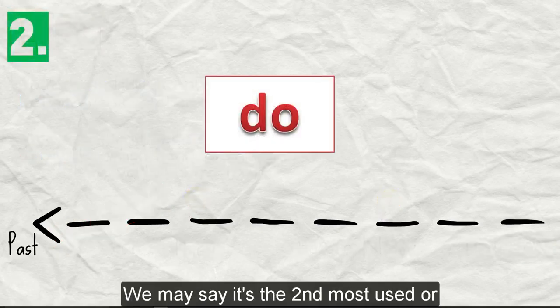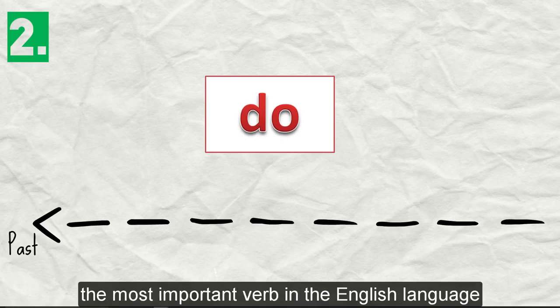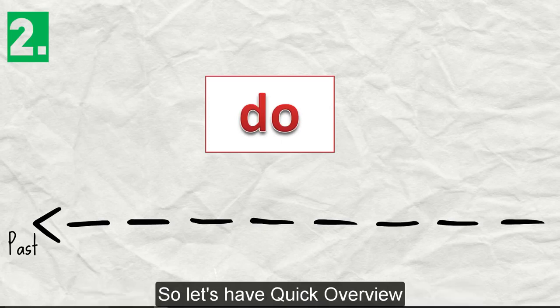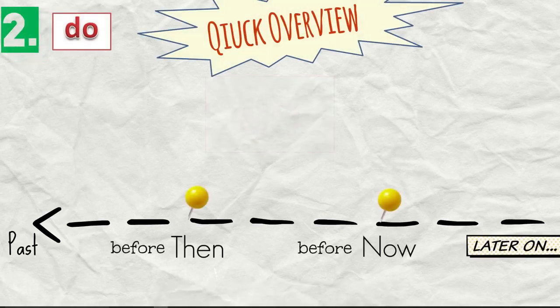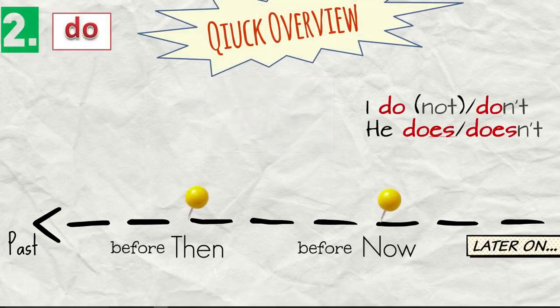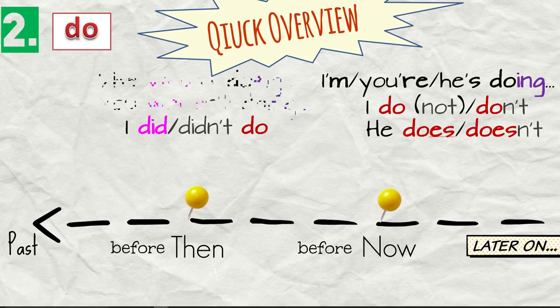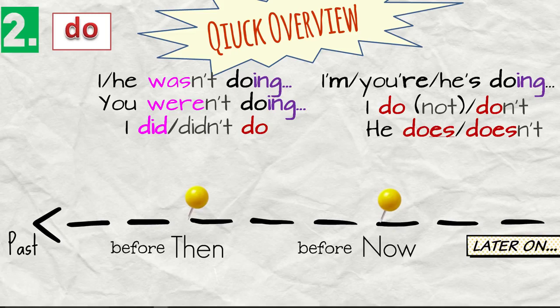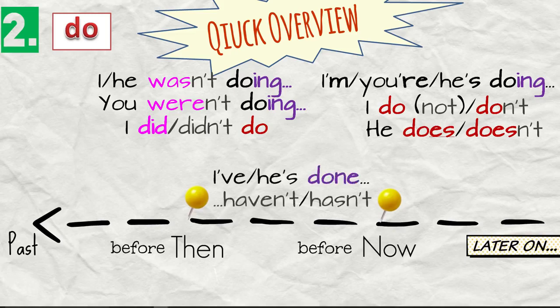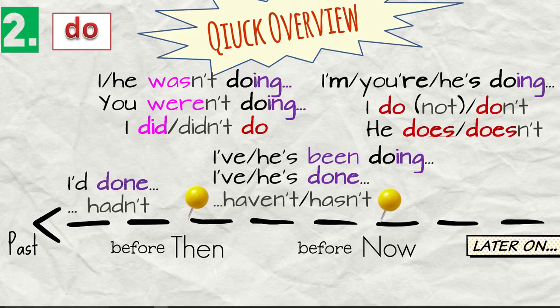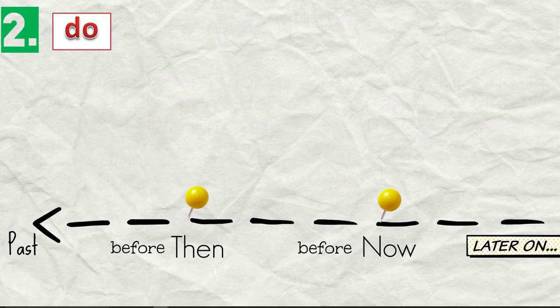We may say it's the second most used or the most important verb in the English language. So let's have a quick overview. So for example, we'll say I do or I don't, he does, he doesn't, I'm doing, you're doing, he's doing, I did or didn't do, I was doing or you were doing, or the negative, I wasn't, you weren't doing. I've done, he's done. I've been doing, he's been doing. I'd done, or I hadn't done. I'd been doing. Alright, and again, let's have examples.